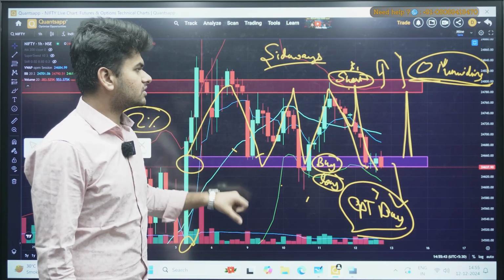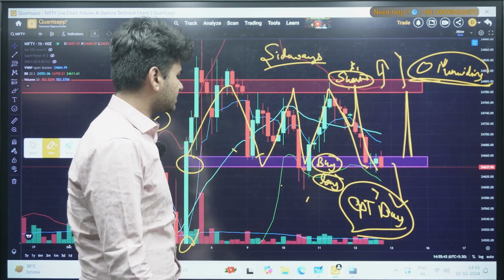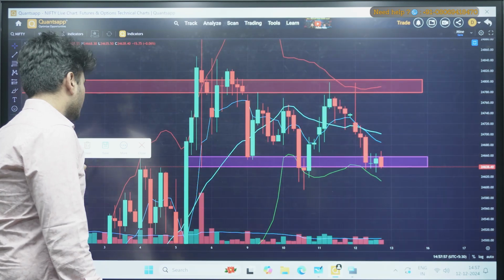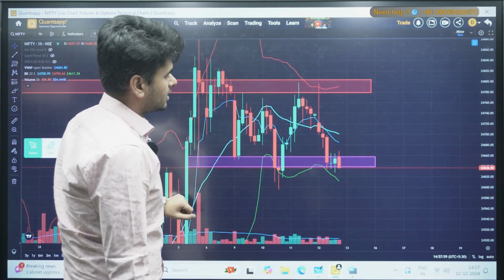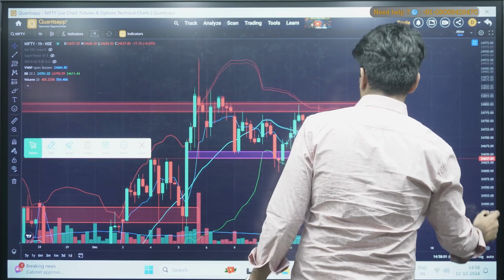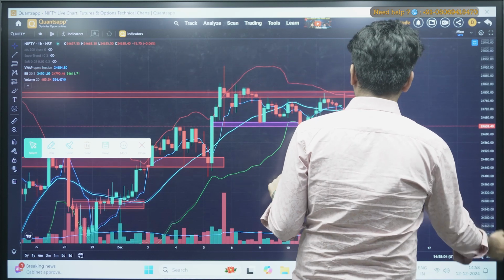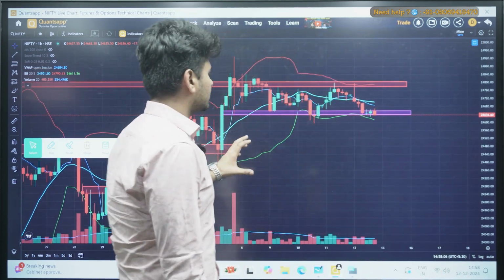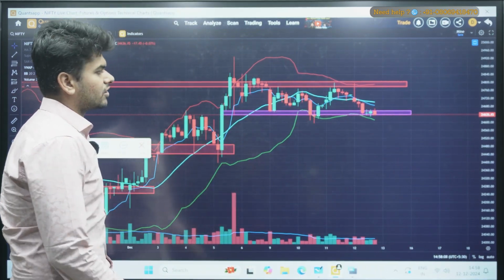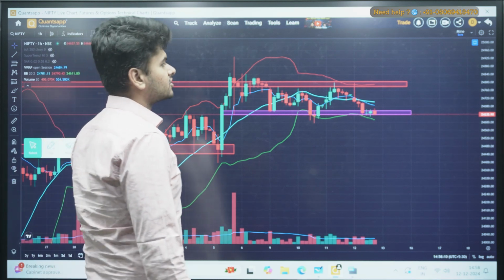So this was it in the chart analysis. As I said, it's in an oscillating trend, so we're not seeing any big momentum here. Until we see good momentum or a good breakdown on either side, you can simply hold or initiate a straddle or a strangle.